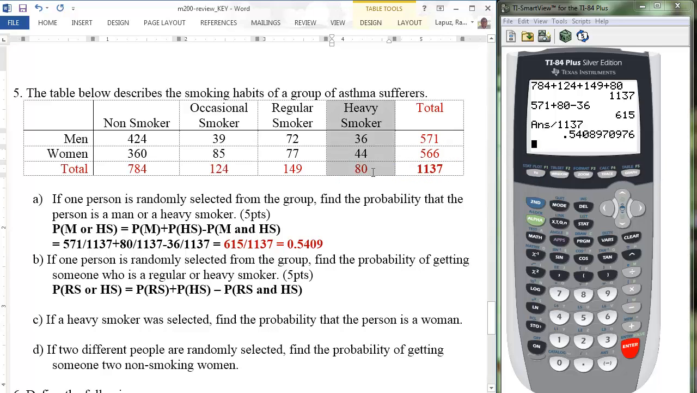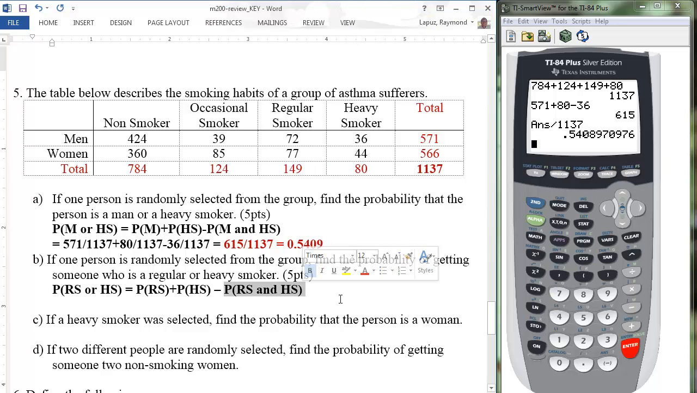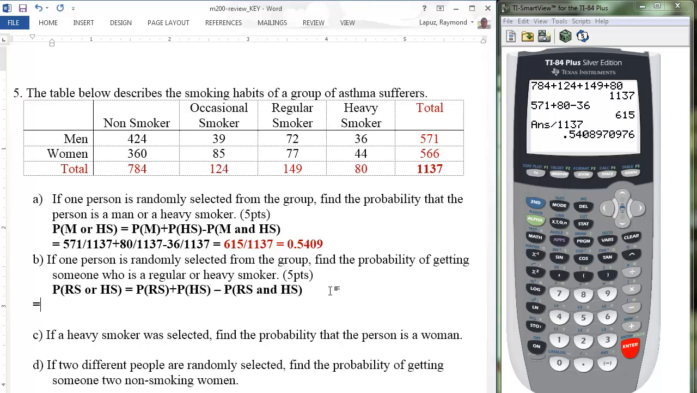But if we look at the probability that we select a heavy smoker or a regular smoker, these things don't have anything in common, so they don't intersect. So really this is 0. It's not going to be important for us, I'll leave it there though. The probability we get a regular smoker is 149 out of 1137. We add the probability that we get a heavy smoker, that's 80 out of 1137. And just to be clear, the probability that we get a regular smoker and a heavy smoker is 0.